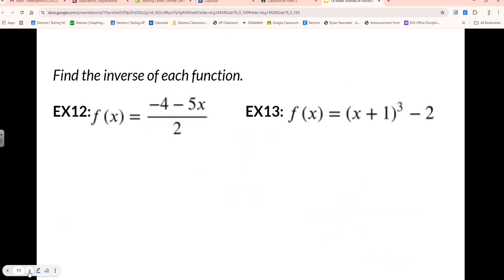All right, let's try a couple that are a little bit harder. Right here. So these two start with an f of x instead of a y, but f of x is like your y coordinate. So the first thing that you want to do is switch your x's and your y's. So this f of x, or we can think of it as our y, becomes x. And then we just copy the rest of it. This x over here becomes a y over 2.